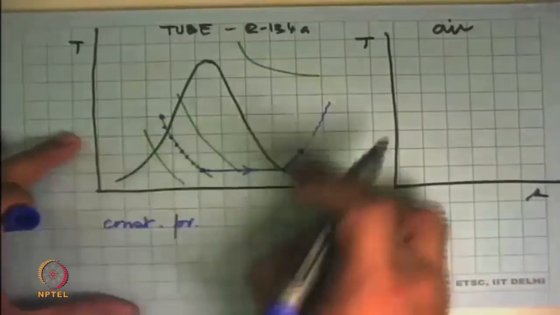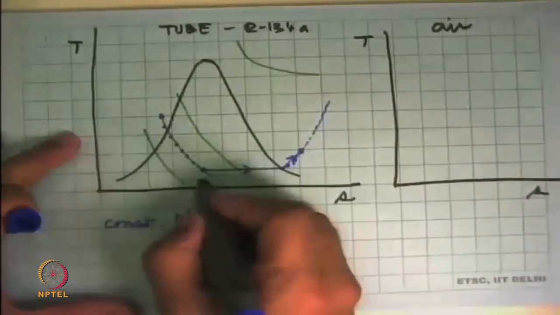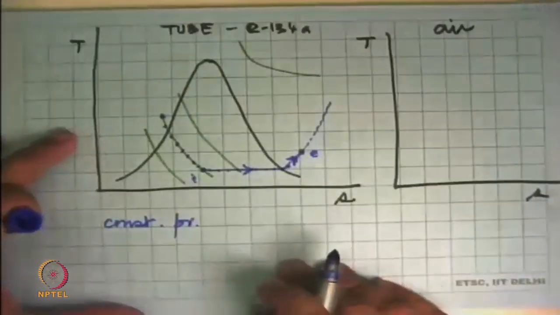And we assume that the process internally is reversible. That's why we are drawing this solid line. So this was the inlet state, this is the exit state, and that is the process on the evaporator.